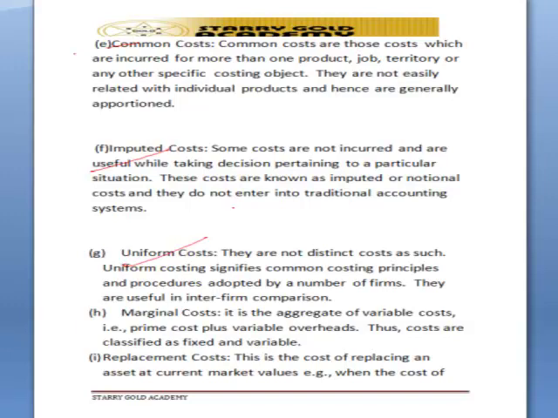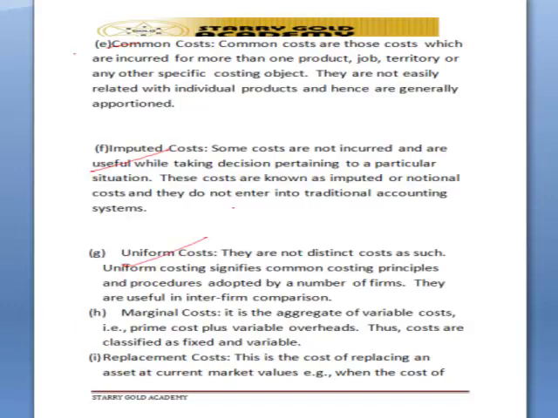We also have what we call marginal costing, which we'll be considering as a topic very soon. Marginal costing is one of the costs for decision making purposes. It is the aggregate of variable costs. When we talk about marginal cost in cost accounting, we are looking at variable costs. It does not mean what the economist means by marginal cost, which is the additional cost incurred for additional units produced. In cost accounting, marginal cost is the aggregate of variable cost, that is the prime cost plus variable overheads.